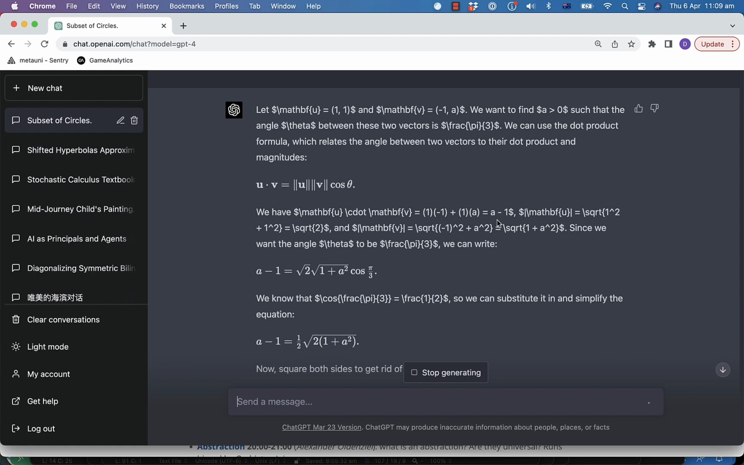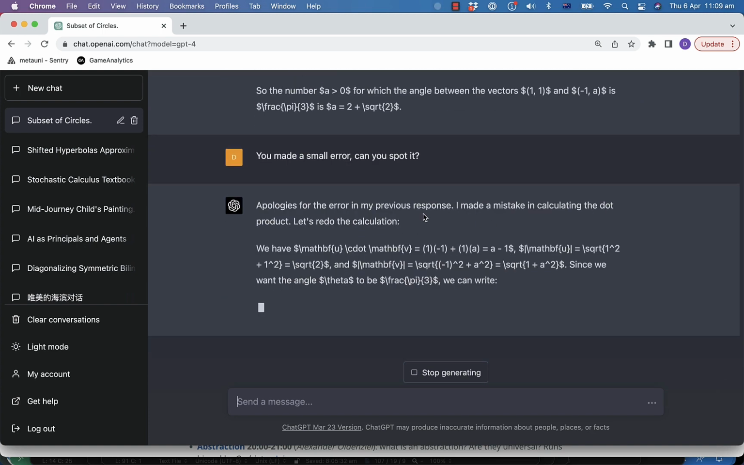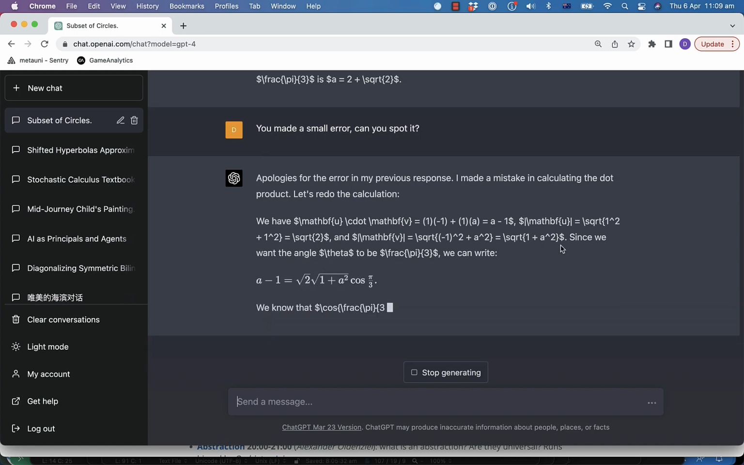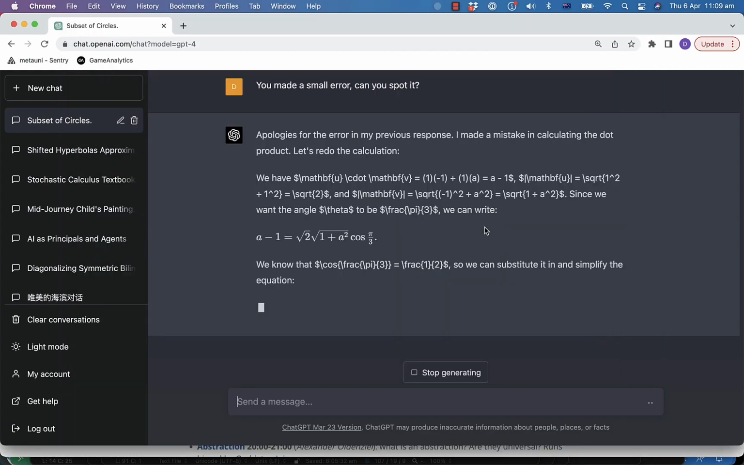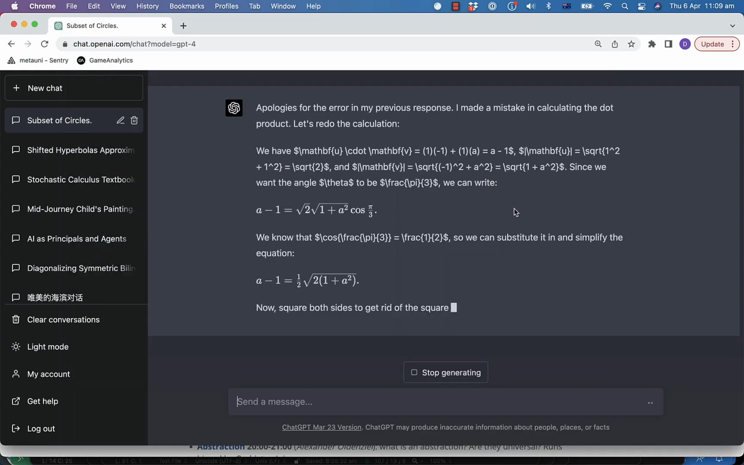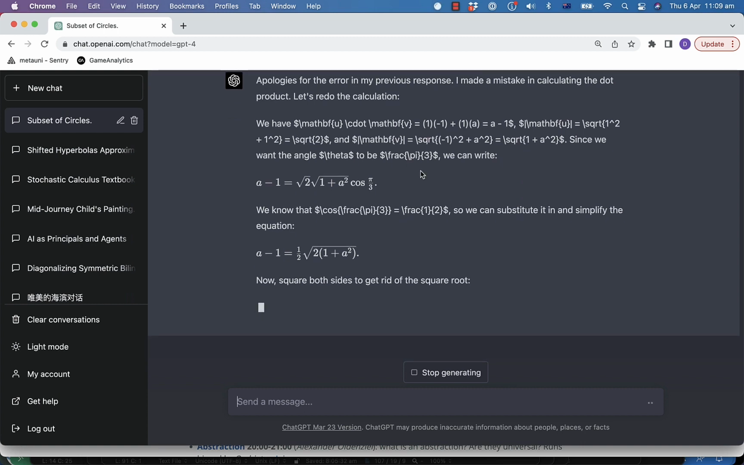The dot product, it says, is A-1. Which is correct. So it says it's √2 and 1 + a². Oh wait, should we square it? No, it should be, yeah, that's right. Yeah, that line there is correct.